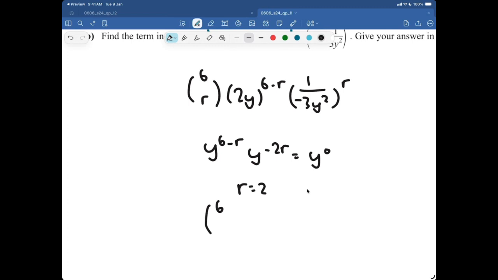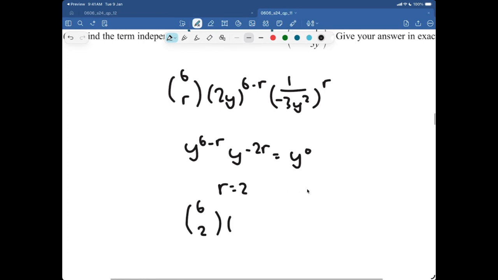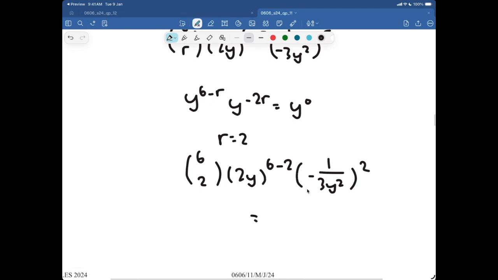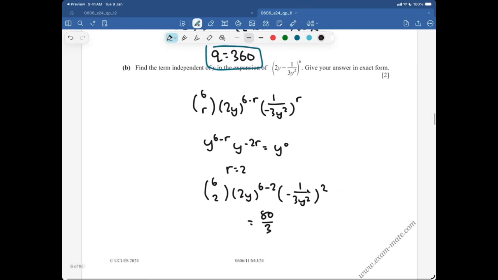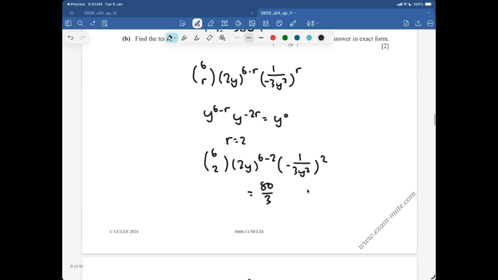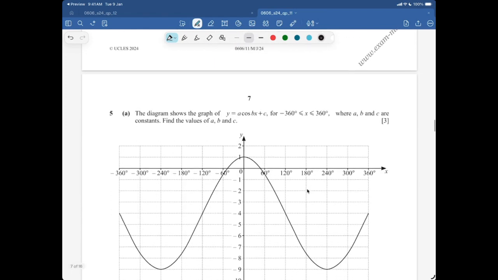So 6 choose 2, (2y) to the 6 minus 2, (negative 1 over 3y squared) to the power of 2 will give you 80 over 3. This is a weird number. Not sure this is correct, but if they tell us to give it in exact form, it's probably a fraction or a third or whatever.